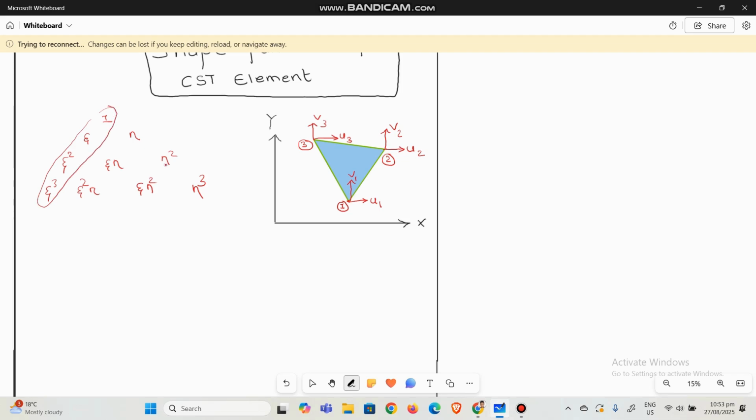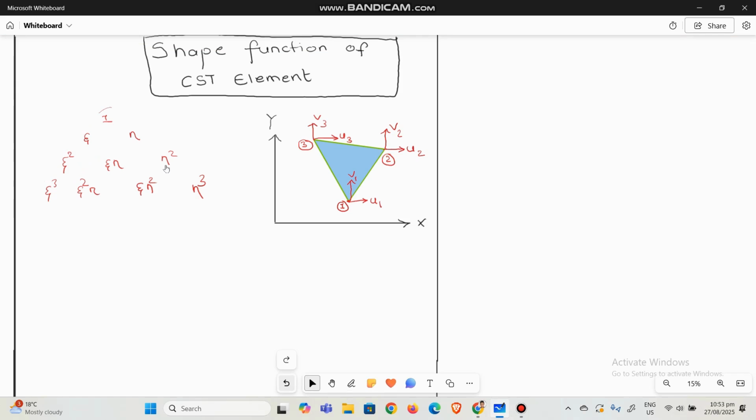But since this is our triangular element, we take the triangular term like this. So for our case, we have the triangular element with 3 nodes. So what we take is this portion of the Pascal's triangle to set our polynomial function. So 1, xi, and eta are our terms.